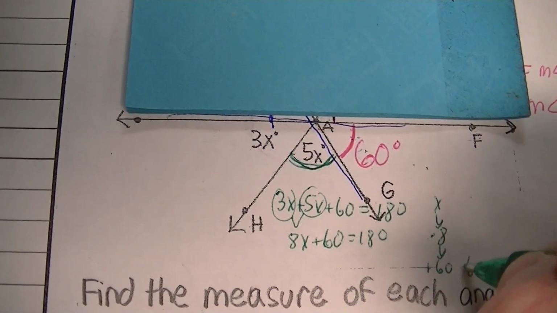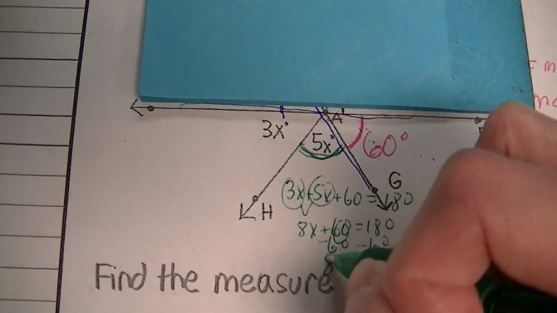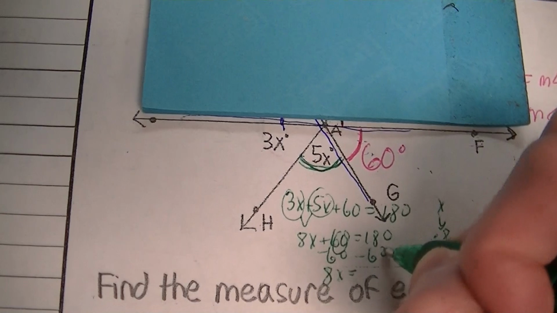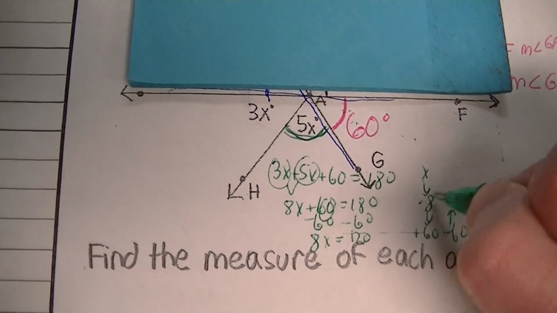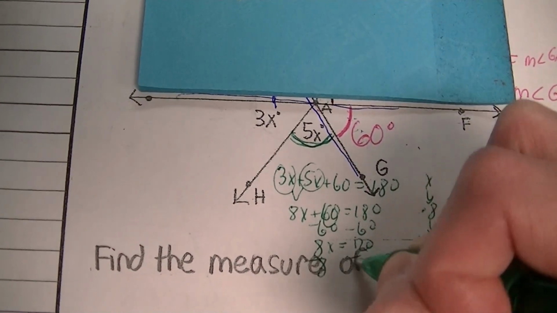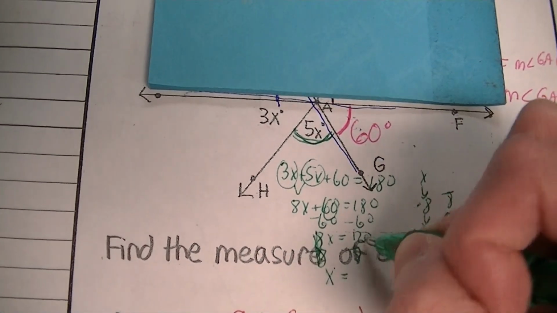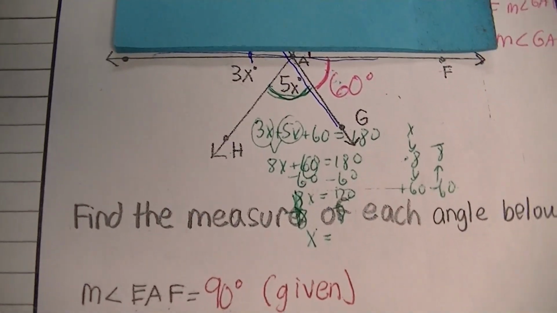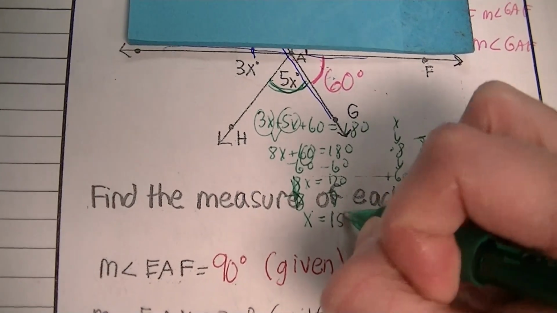Okay, build it now. Start with x, multiplied it by 8, then we added 60. So the inverse operation is first just to subtract 60 from both sides. So we're left with 8x equals 180 minus 60 is 120. Now we have to divide both sides by 8. 8 divided by 8 is 1. 1 times x is 1x or x. 120 divided by 8, I think it's 15. Yeah, it's 15.